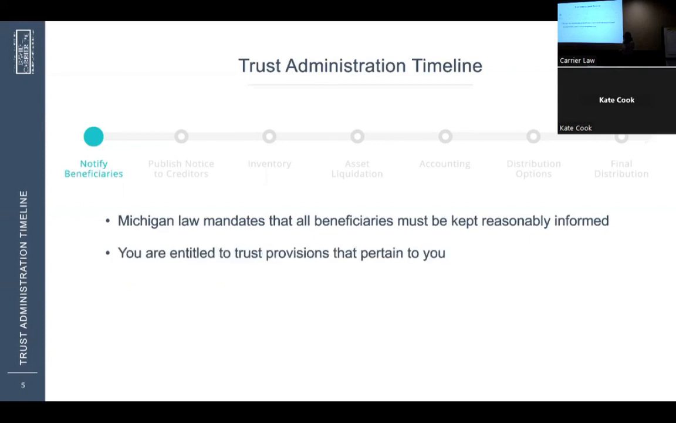You are entitled to the trust provisions that pertain to you. So what that means is, as a beneficiary, you are not necessarily entitled to receive the entirety of a trust or a will, but what you are legally entitled to is copies of the exact sections in the trust or the will that outline what you will be receiving.